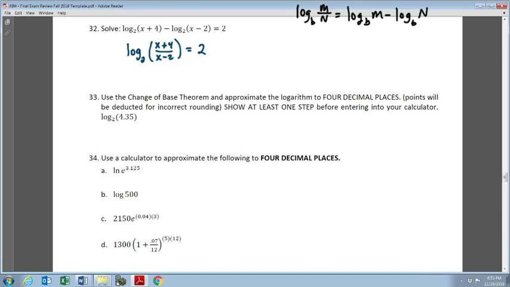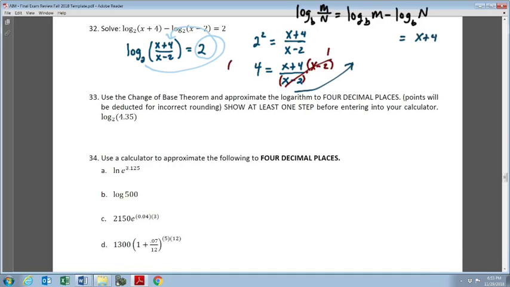This is logarithmic form. We have our base of 2 here, our exponent, remember base, exponent, answer. Let's go ahead and change this to exponential form. It'll be 2 squared is equal to x plus 4 over x minus 2. So 2 squared is 4. We're going to need to multiply both sides by x minus 2. And so on the right, we're going to get x plus 4. We got to also multiply the left side by x minus 2. It'll be 4 times x, which is 4x, and 4 times a minus 2, which is minus 8.